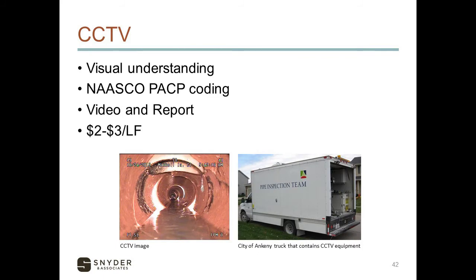CCTV is most common, trying to get a visual understanding of the below grade asset. NASSCO PACP coding, a nationally recognized pipe assessment program, produces videos and reports. Prices vary by location, size, scale of project. $2 to $3 a foot is a starting point. Again, depending on diameter, how many feet that you have to inspect, that can vary either way. But we're essentially just trying to get defects identified through the sewer pipes through a coding process.